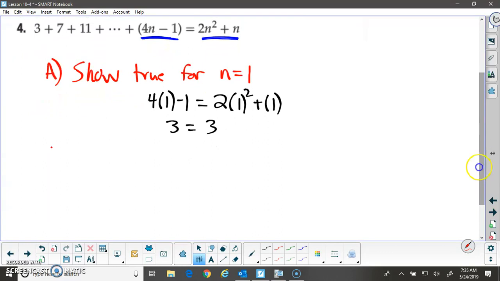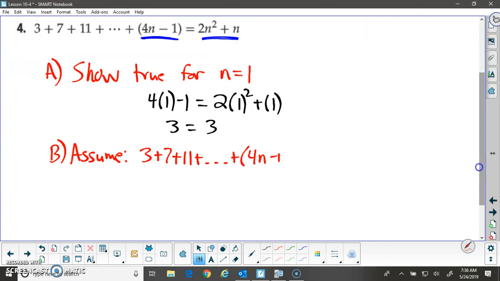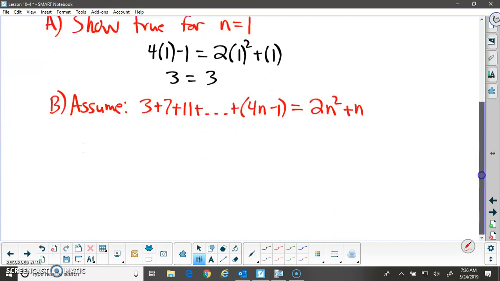Now, step B, the second step, is we have to make an assumption. We're going to assume that if we take 3 plus 7 plus 11 and keep adding terms until we get to the nth term, which we can see is 4n minus 1, that it does in fact add to give us 2n squared plus n. We're going to make that assumption.